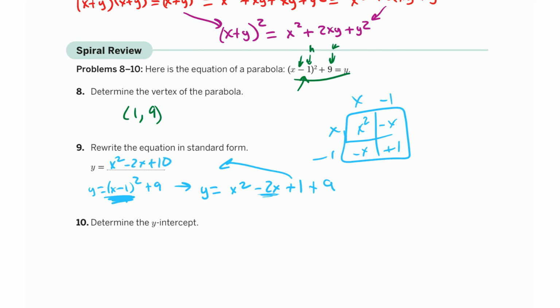So then the last thing that it asks us is, hey, what is the y-intercept? Well, in standard form, it's really easy because to find a y-intercept, we just plug in x equals 0, which makes this 0 because it's 0 squared, minus 2 times 0, which is just 0, plus 10. So our y-intercept here is just going to be 0, and then whatever this last number is in standard form.